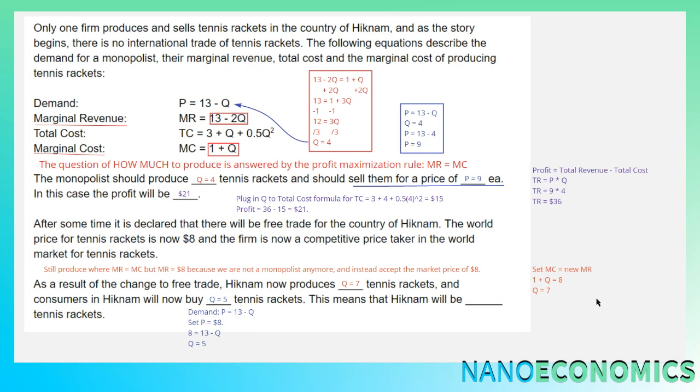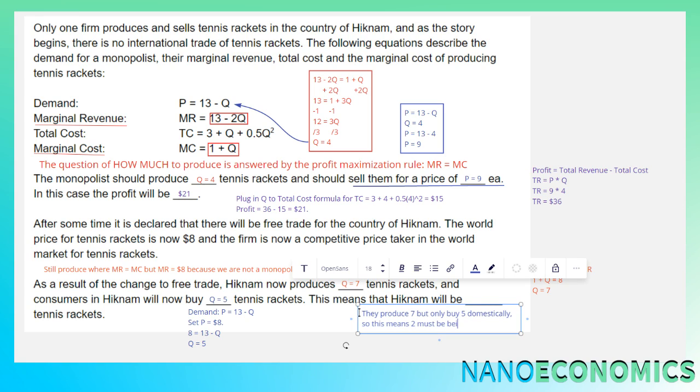Which means since we produce 7 and buy 5, the key word here is exported. We're exporting 2 tennis rackets.